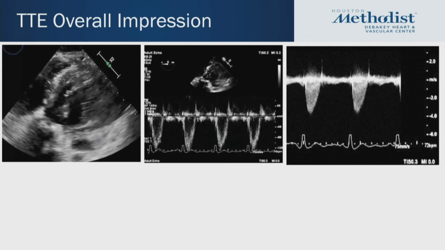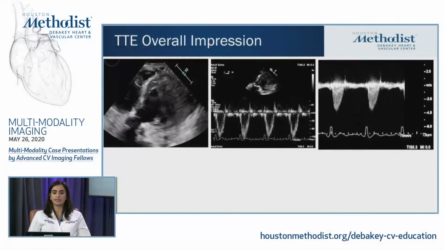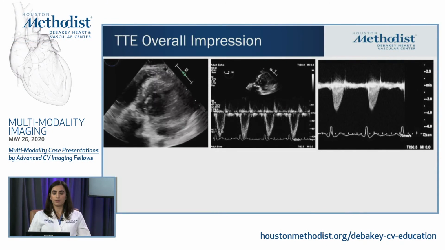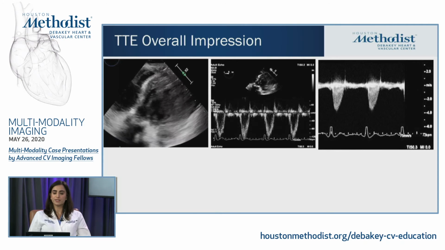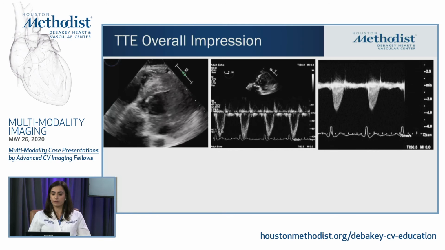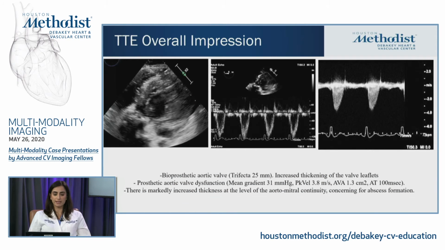On deep transgastric views, where we obtain our hemodynamic assessment of the valve, the PW through the LVOT and the CW through the aortic valve, we're seeing high velocities around 3.8. And our overall assessment here is that the valve is thickened, the root is thickened, along with hemodynamic assessment concerning for valve dysfunction and suggestive of stenosis.